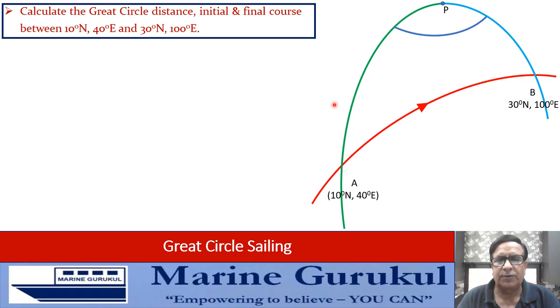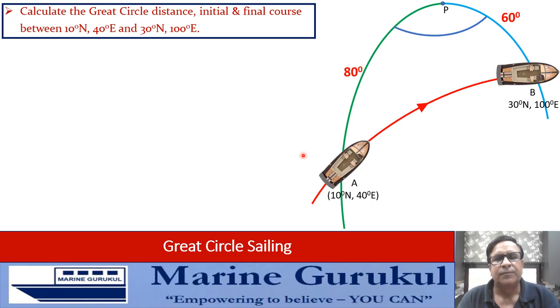Now the vessel, when it departs from A, shall be positioned as shown here. When the vessel reaches B, it shall be placed like this. Now, knowing the coordinates of A and coordinates of B, we can get the value of PA, PB and angle P. I'm sure we all know that PA is the colat of A, so it is 90 minus latitude of A, it is 80 degrees. Likewise, PB is 90 minus latitude of B, 60 degrees. And angle P is the D long between A and B, which is again 60 degrees.